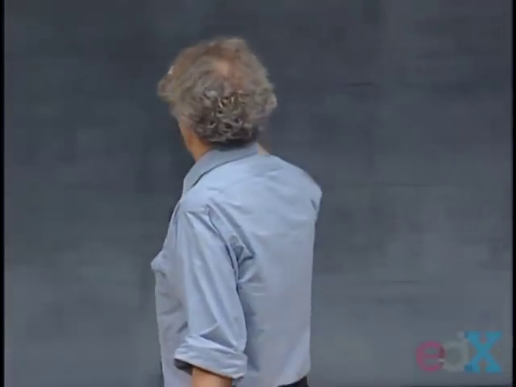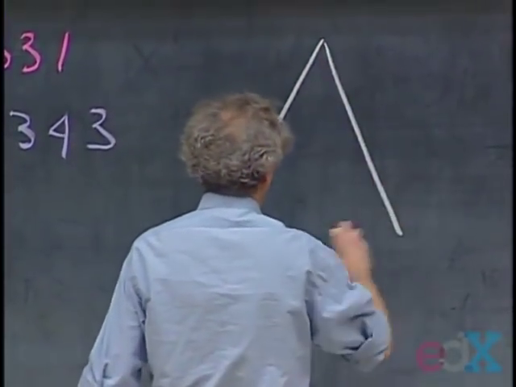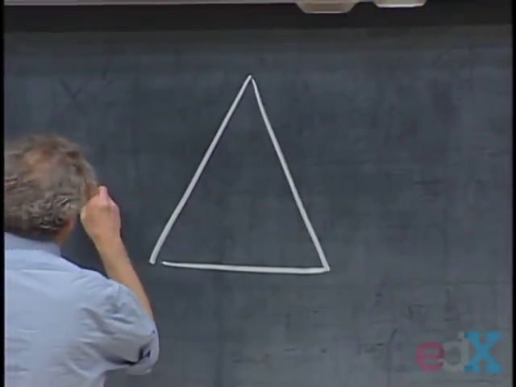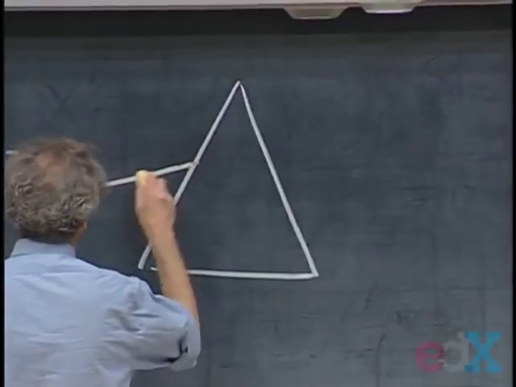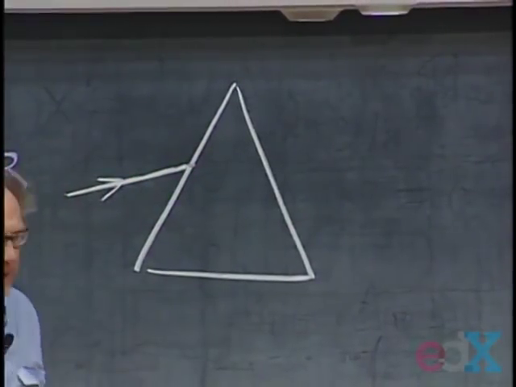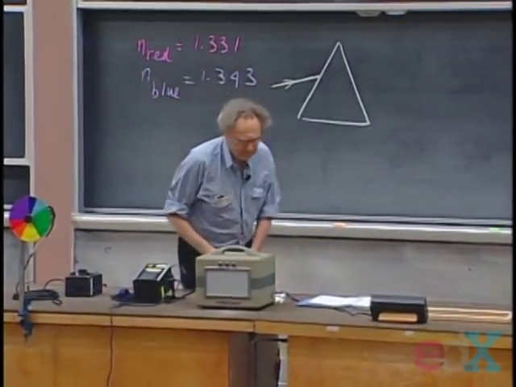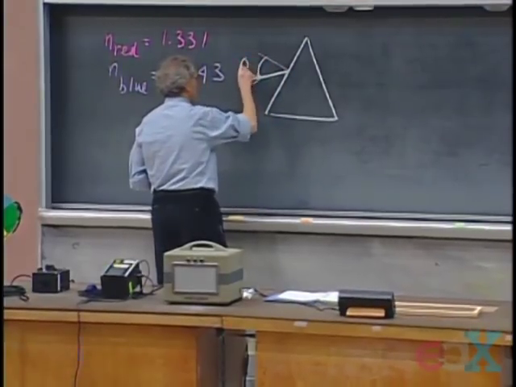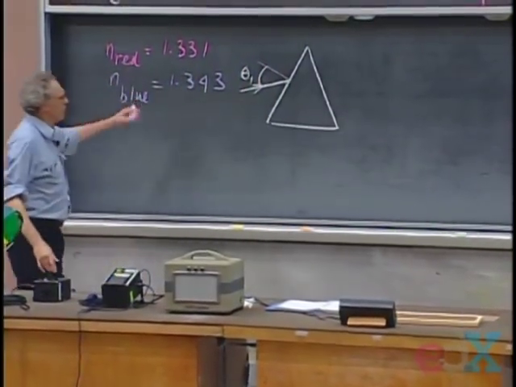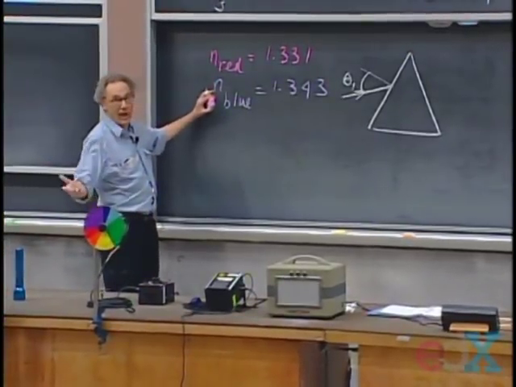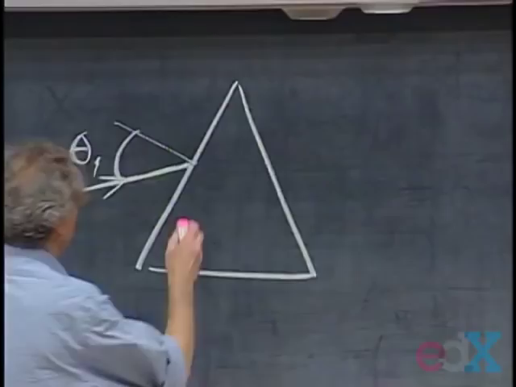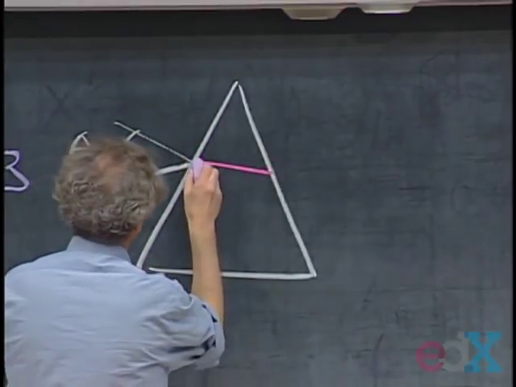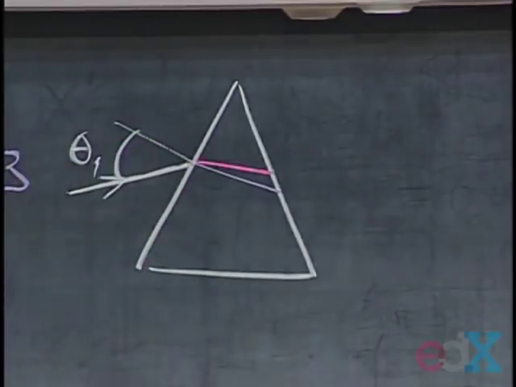If I take a piece of glass and I give it this shape, the shape of a prism, and I shine some light on here, light from these light bulbs, or light from the sun for that matter, then I can apply Snell's law here. I know the angle of incidence, theta 1. I know the index of refraction. This is for water, but you can look them up for glass, of course. And then you will see there is a difference of the index of refraction for red light than there is for blue light.